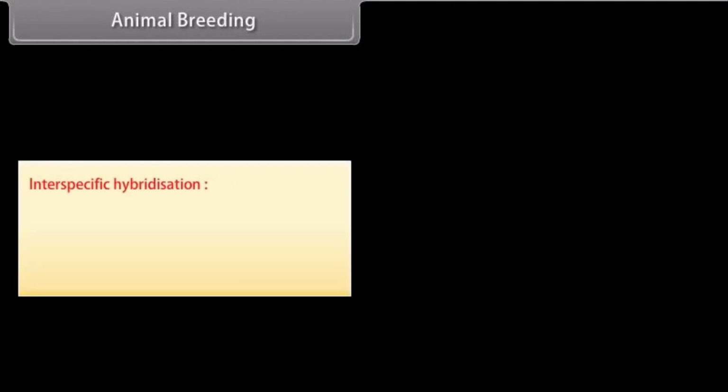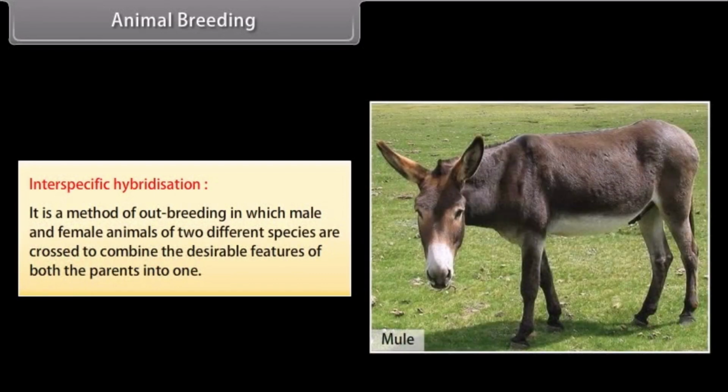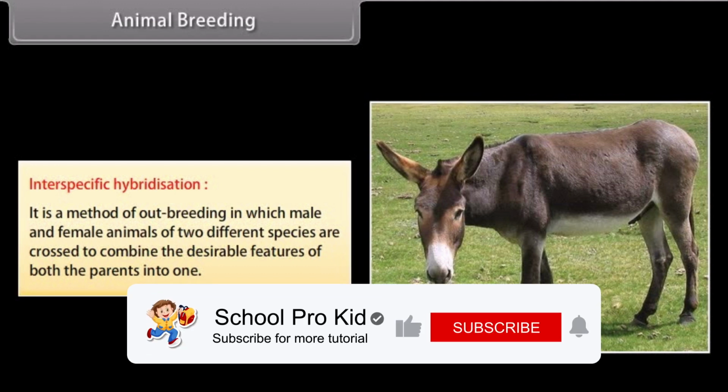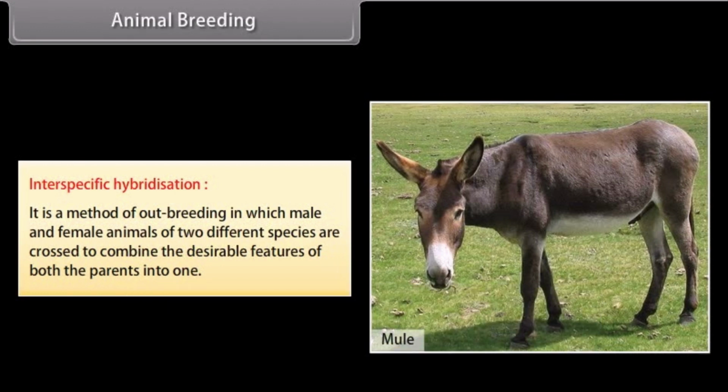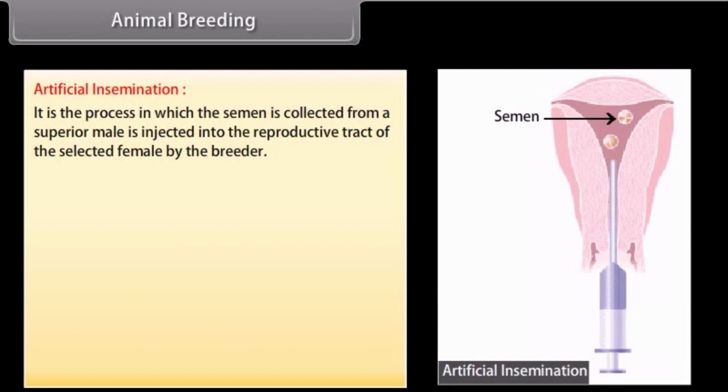Interspecific hybridization. It is a method of outbreeding in which male and female animals of two different species are crossed to combine the desirable features of both the parents into one. For example, a mule is produced by a cross between a male donkey and a female horse. Artificial insemination. It is the process in which semen is collected from a superior male and injected into the reproductive tract of the selected female by the breeder.